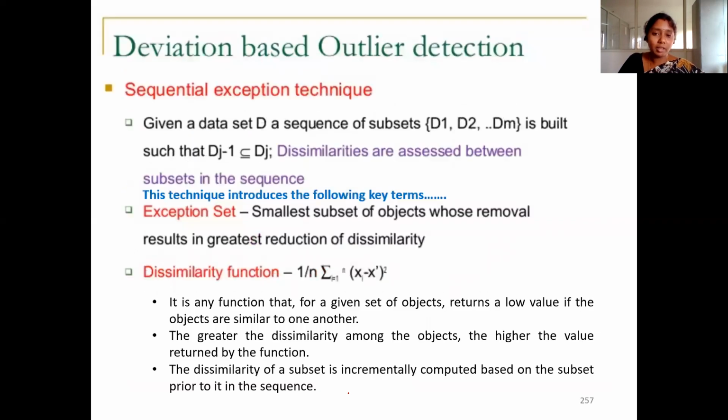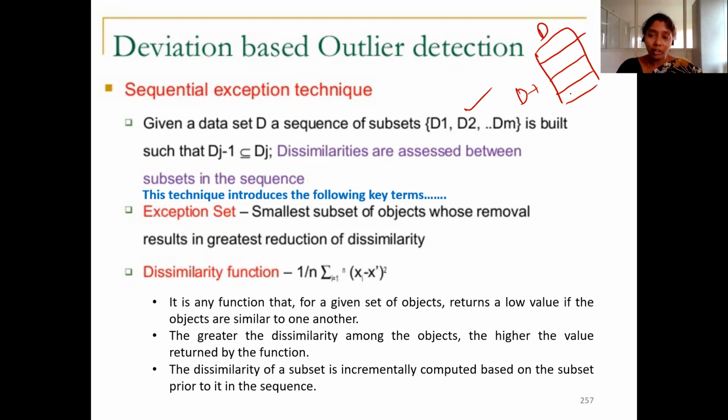In which way it can be performed, let us see. Here consider a data set D, and we need to divide the data set into a sequence of subsets. That means we are not dividing the data set, we are deriving the subsets from it. What is the difference between dividing and deriving? Dividing in the sense, if you divide the entire data set D into different subsets, that means all are unique.